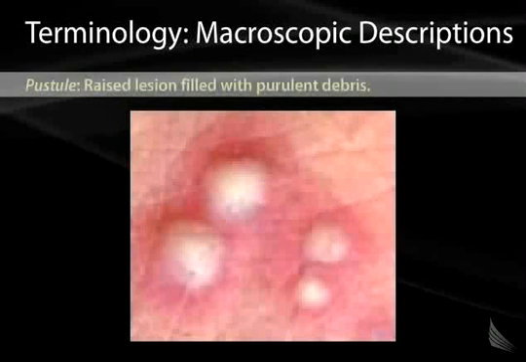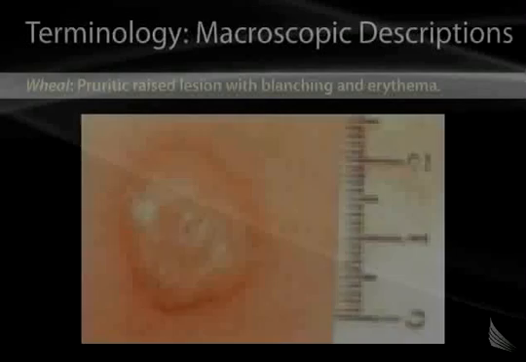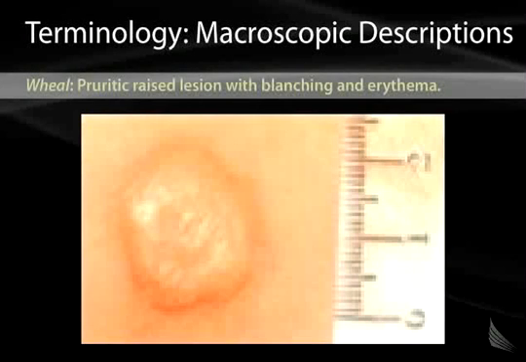And finally, a pustule is a raised lesion with purulent contents. One can see easily how to distinguish a vesicle from a pustule, and it is based upon the contents of the blistering process. A wheal is a pruritic raised lesion without scale, but with surrounding blanching and erythema. It is commonly referred to as a hive.